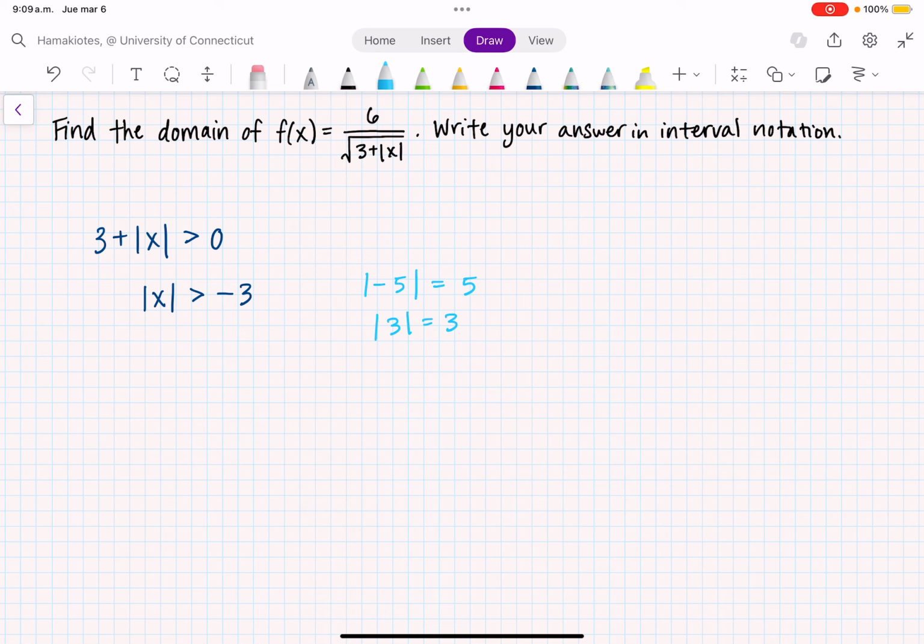So if we're getting that the absolute value of a number is greater than minus 3, what this basically tells us is that x can be all real numbers. So how do we write that in interval notation? Well, that means that x can be anything. So we write this as curved parentheses minus infinity to positive infinity. And this denotes all real numbers. So this is our final answer.